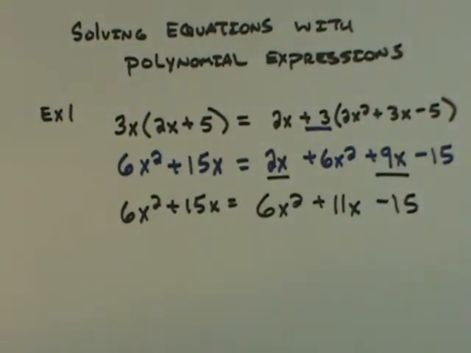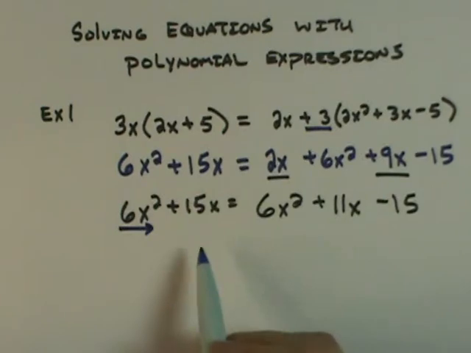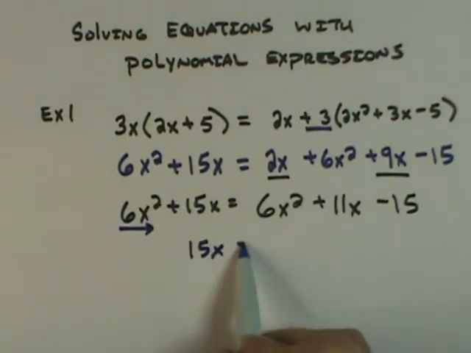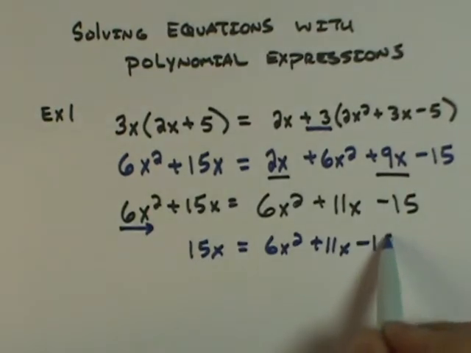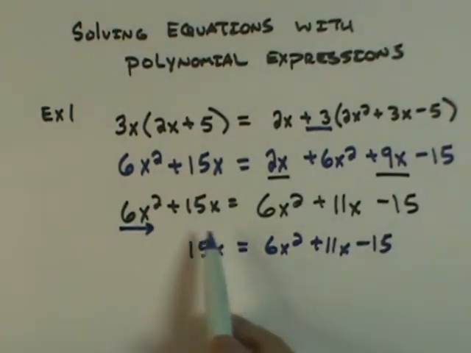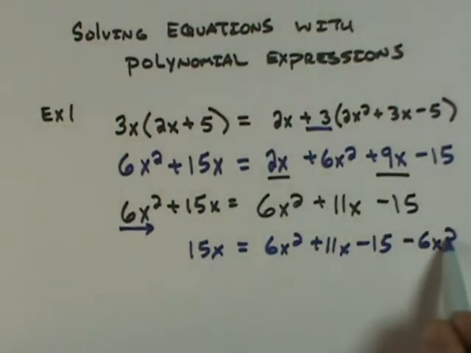And now typically what you do, when you see that you have the like x squared terms, you're going to want to get those all to the same side. And so as soon as I try to move one of these, notice what happens. I'll have this 15x equaling 6x squared plus 11x minus 15, and this 6x squared comes over to the right-hand side as a negative 6x squared, meaning that the x squared terms drop out.